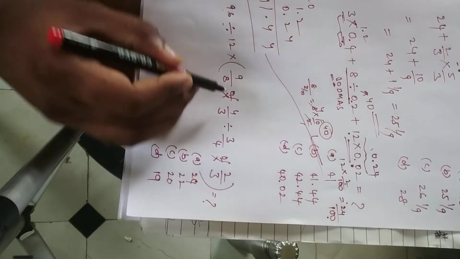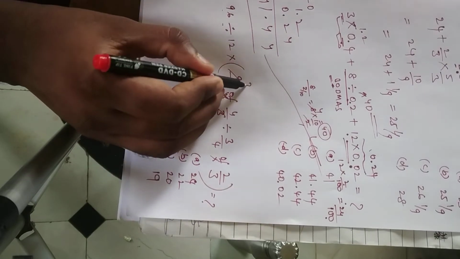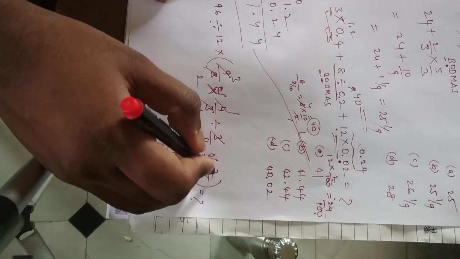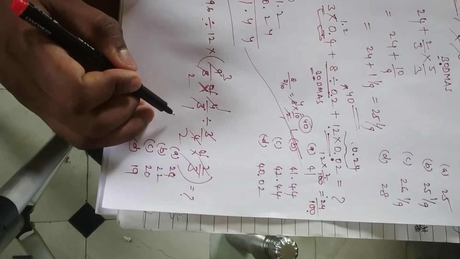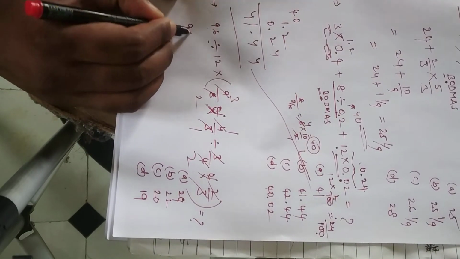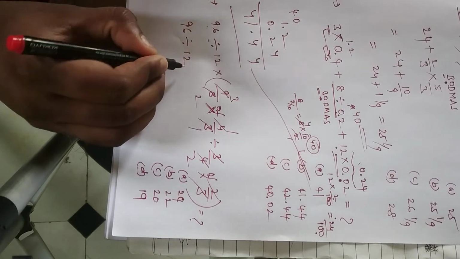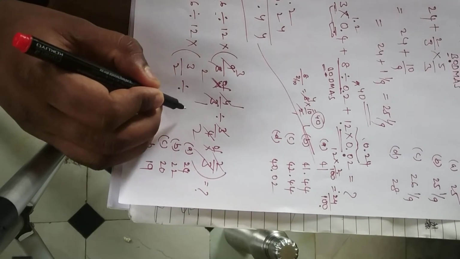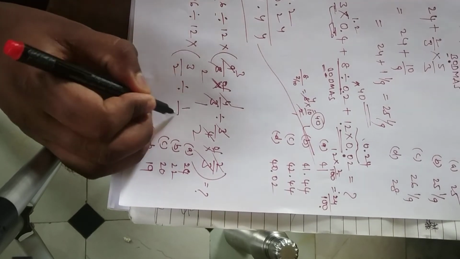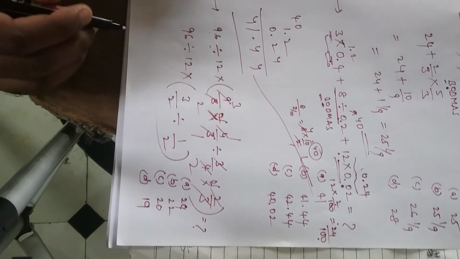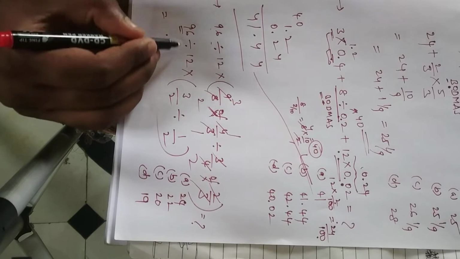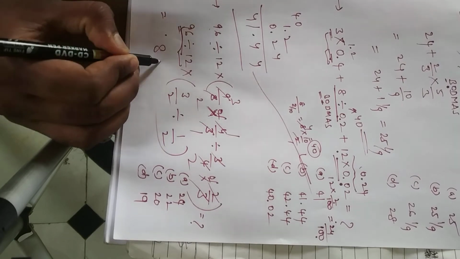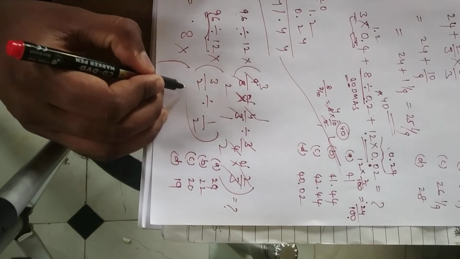Again simple multiplication. 3 ones are 3, 3 threes are... 4 ones are 4, 4 twos are... Here 3 ones are 3, 3 ones are... 2 ones are 2, 2 twos are... So what we have is 96 divided by 12 into 3 by 2 divided by 1 by 2, which equals 96 divided by 2 into, now if you divide it, it is 8 into 3 by 2 by 1 by 2.